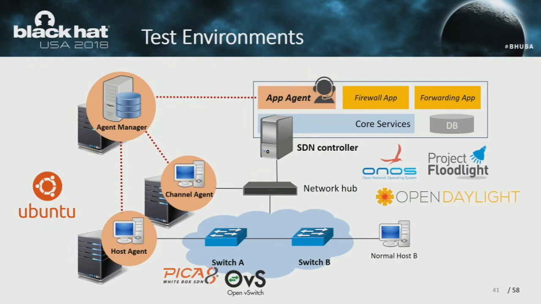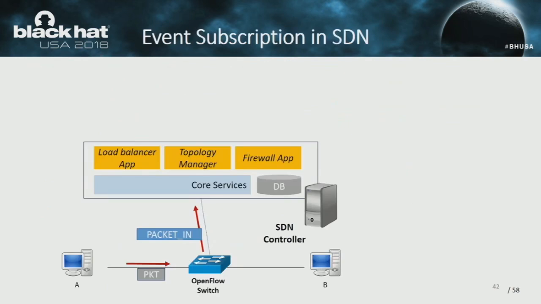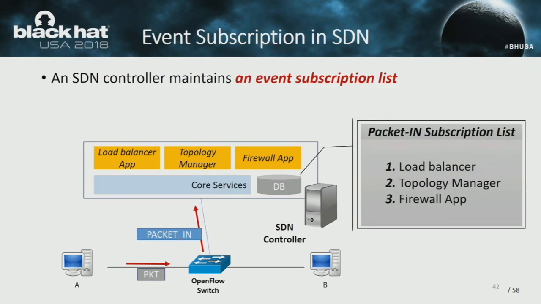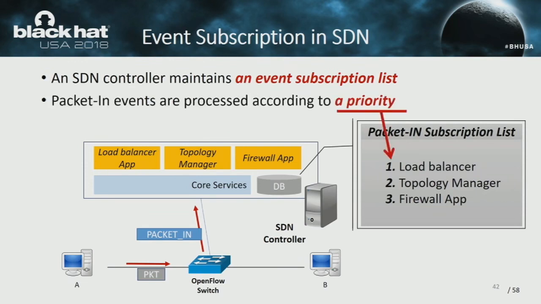And the agent manager and each agent of Delta are running on each Ubuntu server machine. So the first known attack is the packet data forge attack, but before we demonstrate it, we'd like to explain the event subscription in an SDN controller. In general, SDN controllers have an event subscription list for each SDN message type. So if an SDN application wants to receive the message, the application can register in the subscription list, which is managed in the internal database.